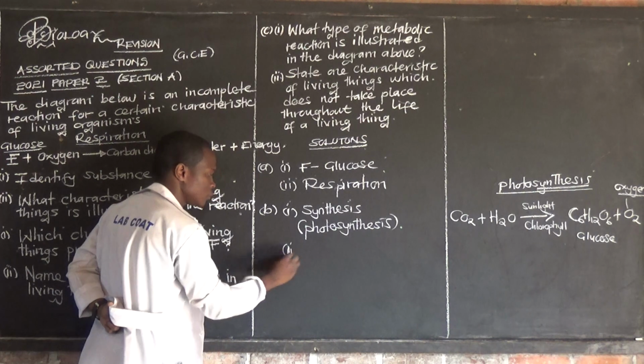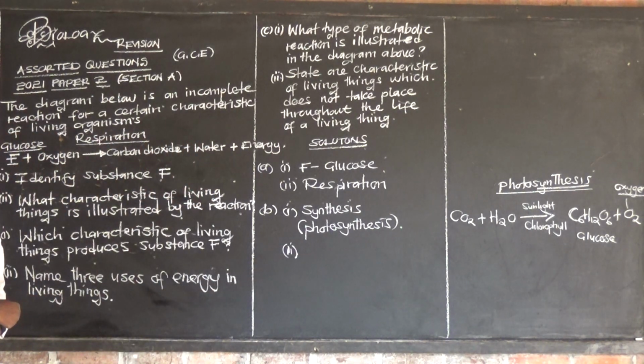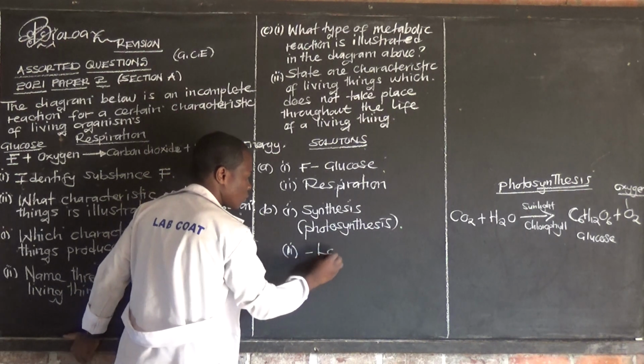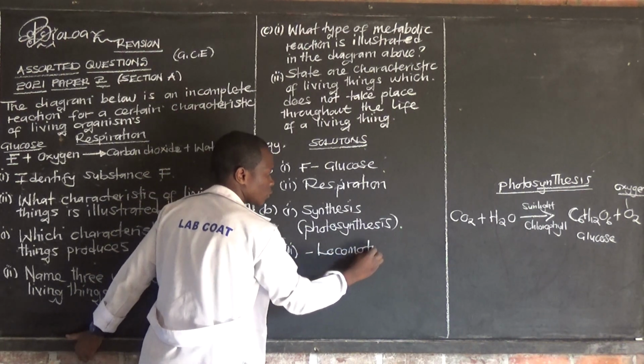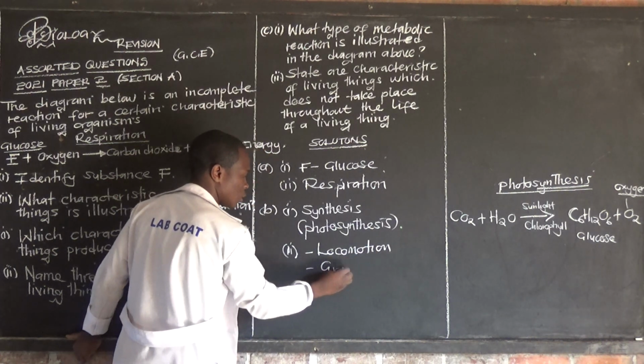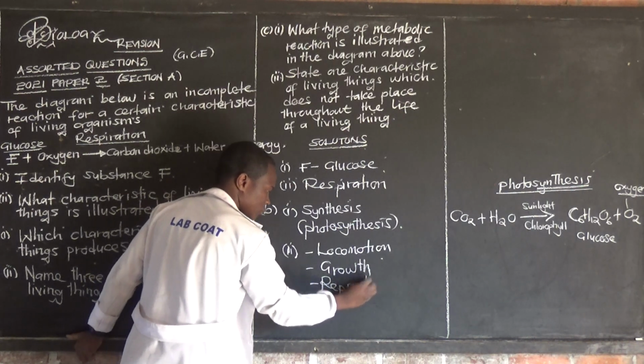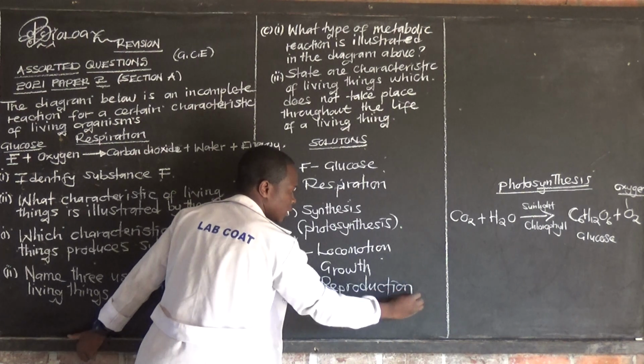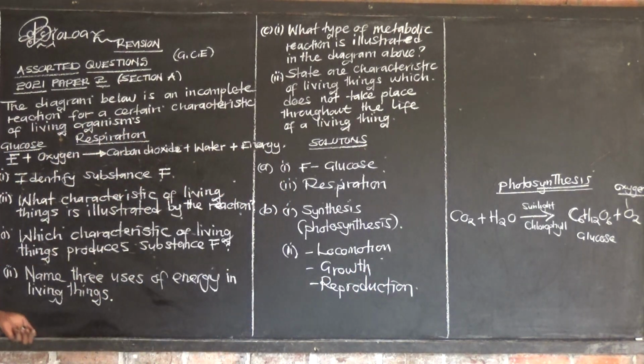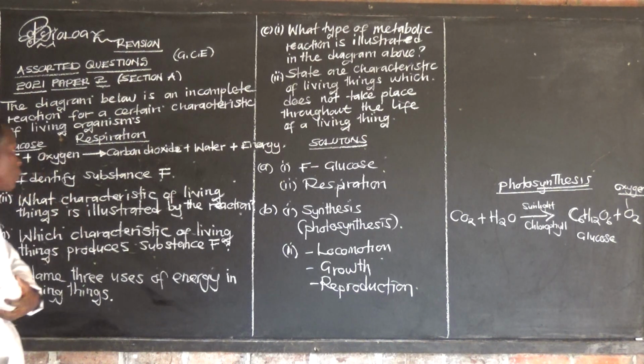So for Roman numeral 2, uses of energy, you can say locomotion, you can say growth, you can say reproduction, or you can say cell division. They're just saying any 3. During the final exams, when they say name 3, you just mention 3. If you mention more than 3, you're going to be penalized. You need to be following instructions.